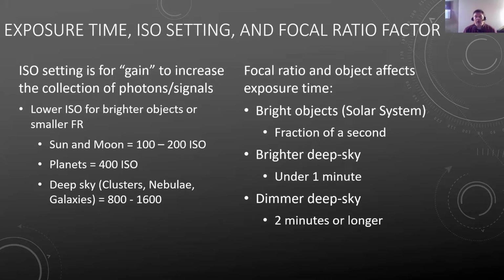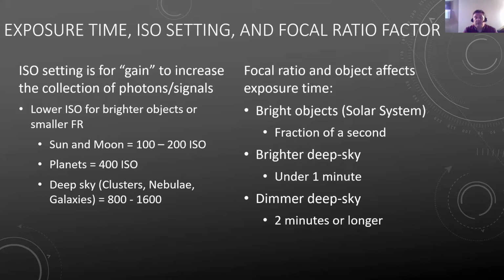But books will also talk about what you want to get an idea of. Basically, the brighter the object, the less gain you need, the less work you're going to need to do to collect those photons. That means you would need a lower ISO or a lower gain. So with the sun or the moon, you can go really low, if you can set it, for a camera, to 100 to 200 ISO.